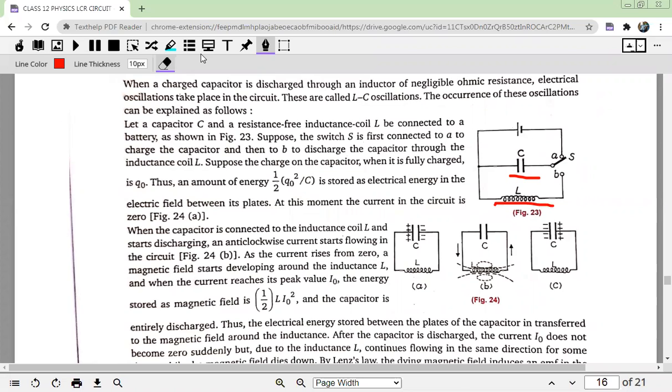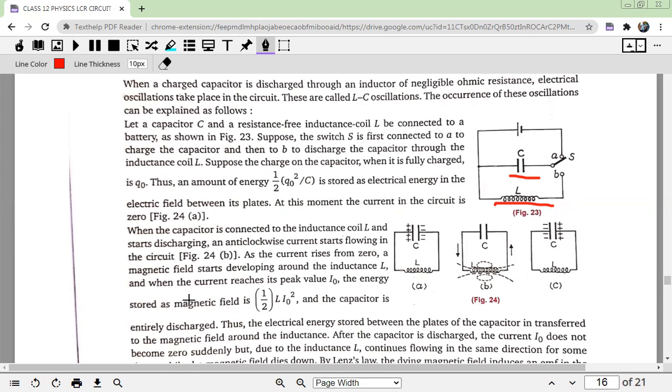And here we have assumed that it has acquired how much charge? How much charge has it stored here? Q naught. When it is fully charged, what is the meaning of fully charged? When the potential difference between the plates of the capacitor is equal to the terminal voltage of this battery, then it will be fully charged. Let at the fully charged state, it has what charge on each plate? Q naught.